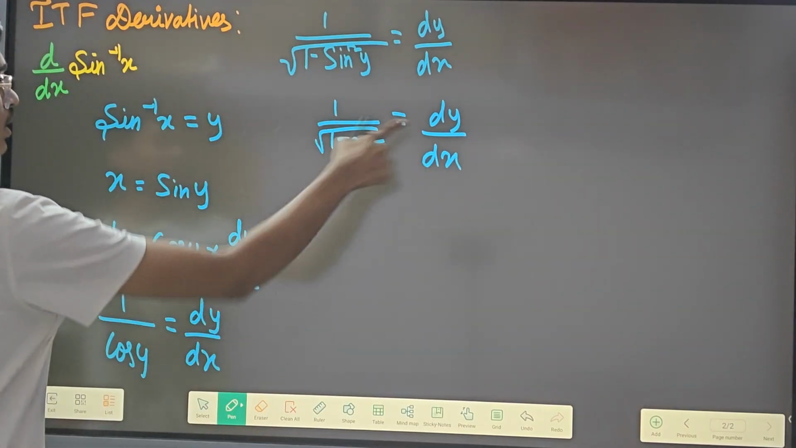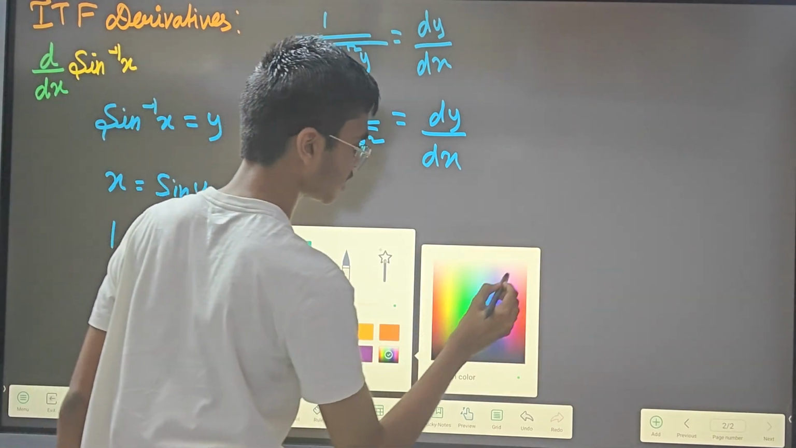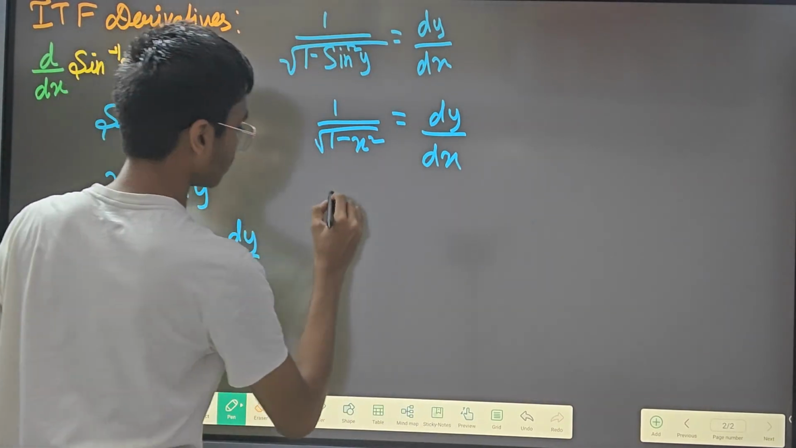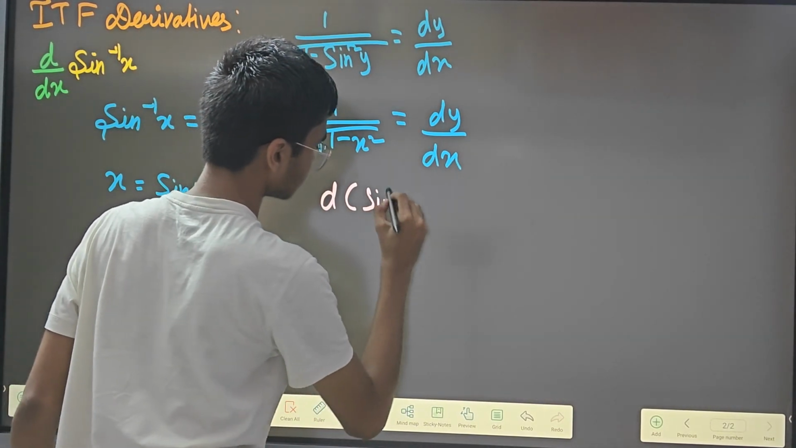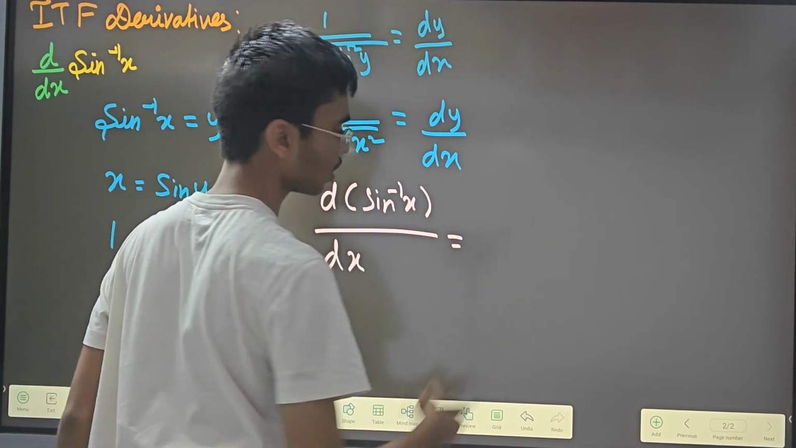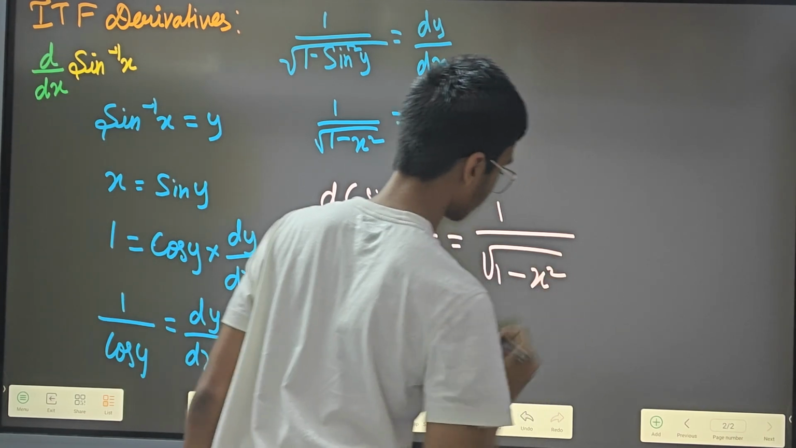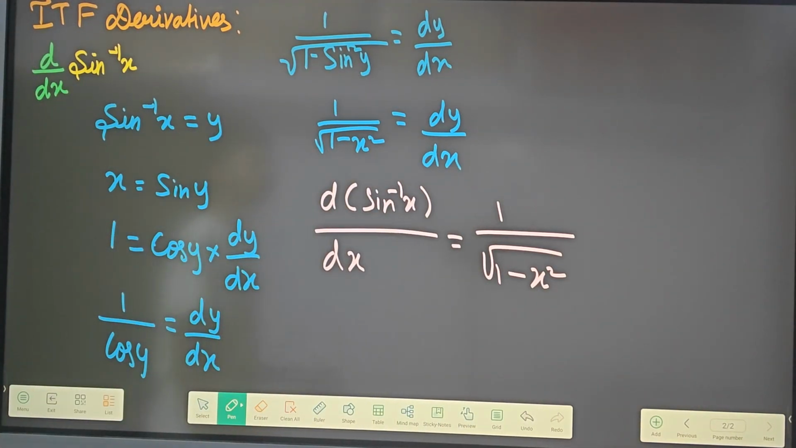So what is y? In place of y you can write this one, okay, so at last you have got the majestic formula, that is d of sine inverse x by dx is equal to 1 by root over 1 minus x square. Okay, 1 minus x square.